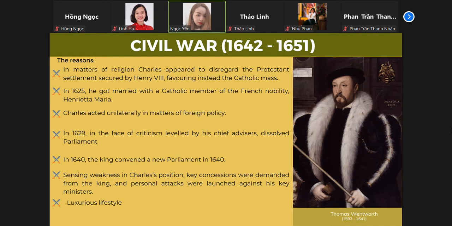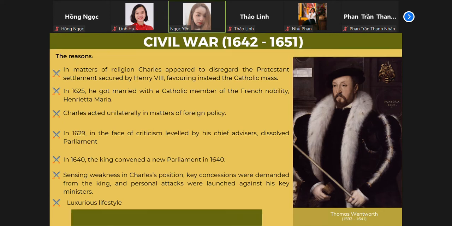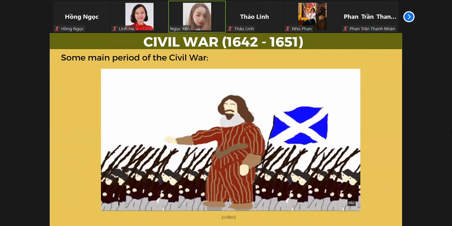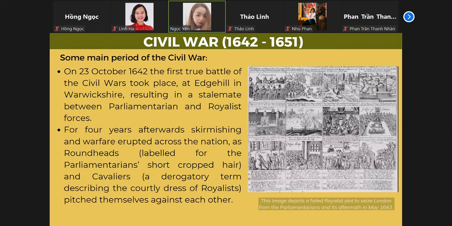Okay. So the events you can see on the screen set the scene for the civil wars to occur. So let's see the main periods of the civil war. On 23rd October 1642, the first battle of the civil wars took place in Edgehill in Warwickshire and resulted in a stalemate between the parliamentarian and the royalist forces.